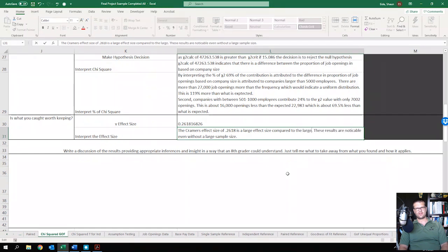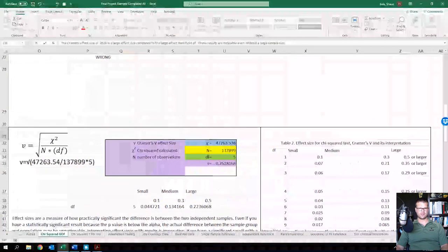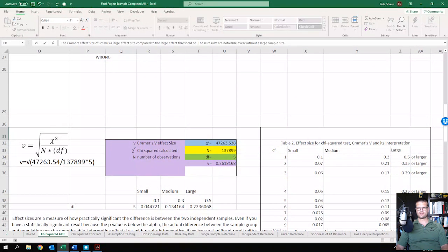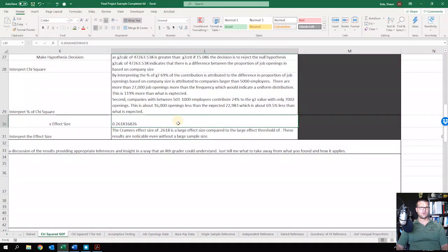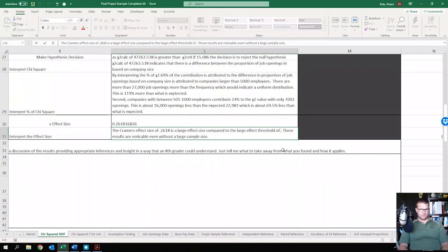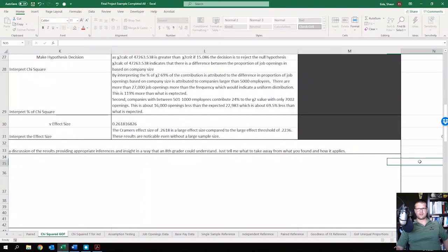and you can put it compared to the large effect threshold of, I think I said 0.226. What is that? Yeah, 0.2236. These results are noticeable even without a large sample size.